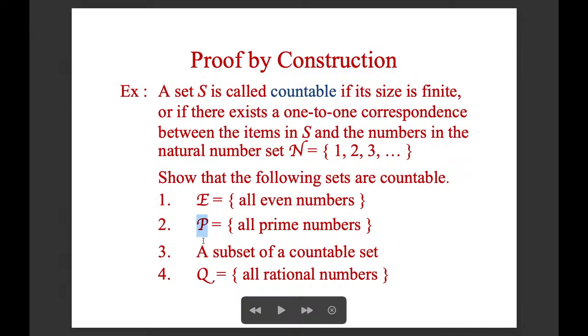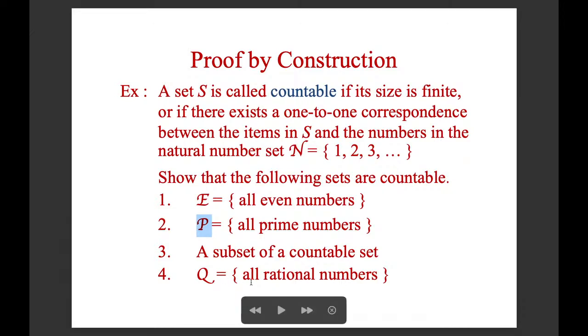So in that sense, if I know 3 originally, then because the natural number set obviously is a countable set, we can immediately show that P is also a countable set. And the fourth one is a pretty interesting example.